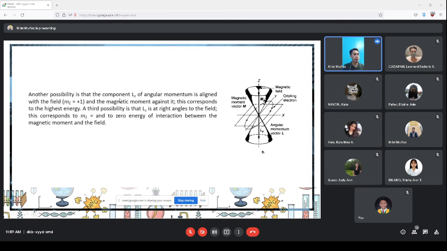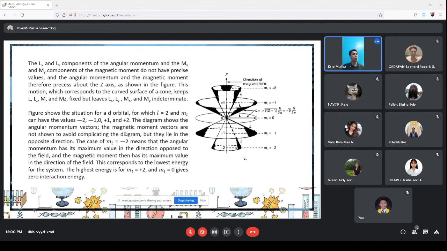Okay, so another possibility is that the component L sub z of angular momentum is aligned with the field. M sub L is equal to +1 naman. And the magnetic moment is against it. So this corresponds to the highest energy naman kasi nag-o-oppose siya sa magnetic field. So a third possibility is that L sub z is at right angle, so naka-perpendicular siya dito to the field. So this corresponds to M sub L is equal to 0, and to 0 energy of interaction. Kasi naka-perpendicular siya. So ito yun. And makikita ninyo, wala tayong interaction for this one. Wala dito yung particle. So ito yung, kumbaga, node, hindi mo siya dyan makikita. Parang ganun, okay? So between the magnetic moment and the field.